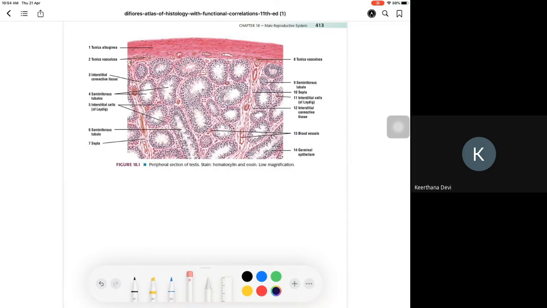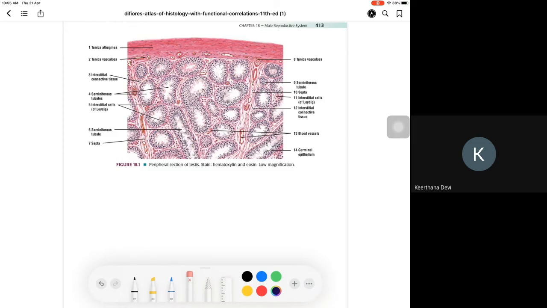Figure 18.1, peripheral section of testis, stain hematoxylin and eosin, low magnification. Tunica albuginea, tunica vasculosa, 3 is interstitial connective tissue, 4 is seminiferous tubules, 5 is interstitial cells of Leydig, 6 is seminiferous tubules, 7 is the septa, 8 is tunica vasculosa, 9 is seminiferous tubules, 10 is septa, 11 is interstitial cells of Leydig, 12 is interstitial connective tissue, 13 is blood vessels, 14 is germinal epithelium.